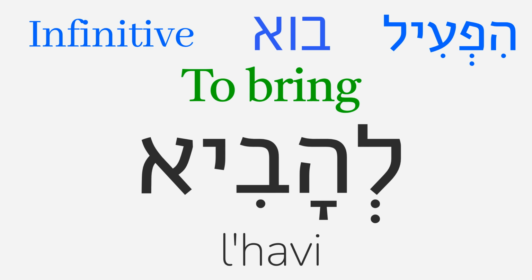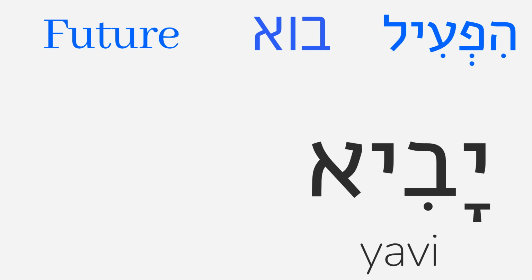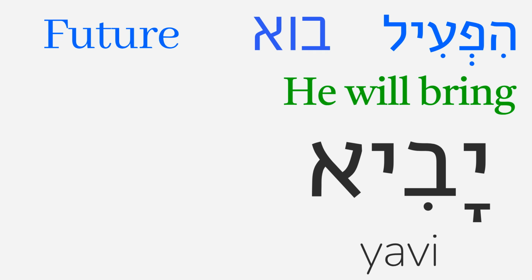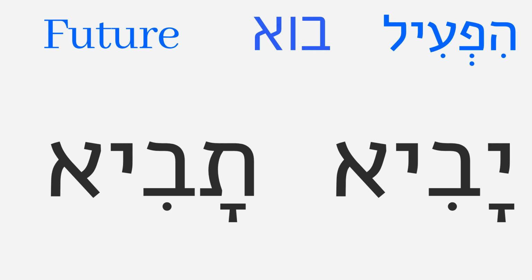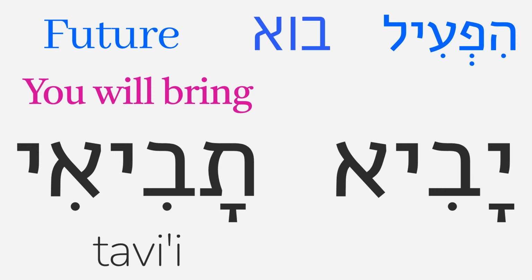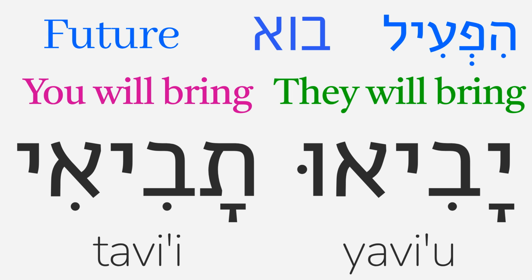In the hifil, the form of the infinitive of hollow roots is the same as their future tense form. We can have yavi, he will bring, and tavi, you will bring masculine singular, or she will bring, which have the same vowels as lahavi, to bring. When endings are added to these forms, no vowels change. Tavi'i, you will bring feminine singular, and yavi'u, they will bring.